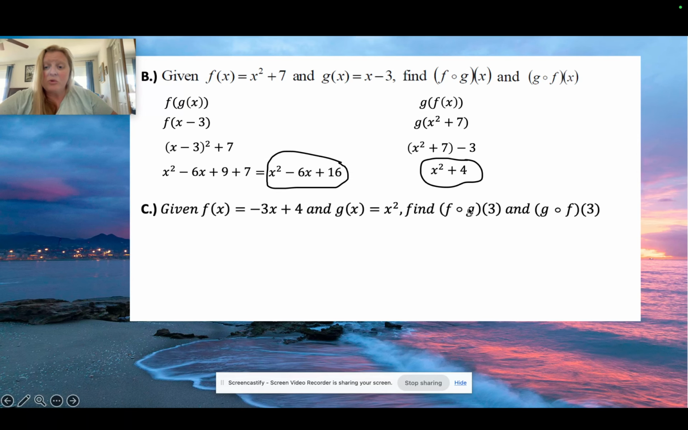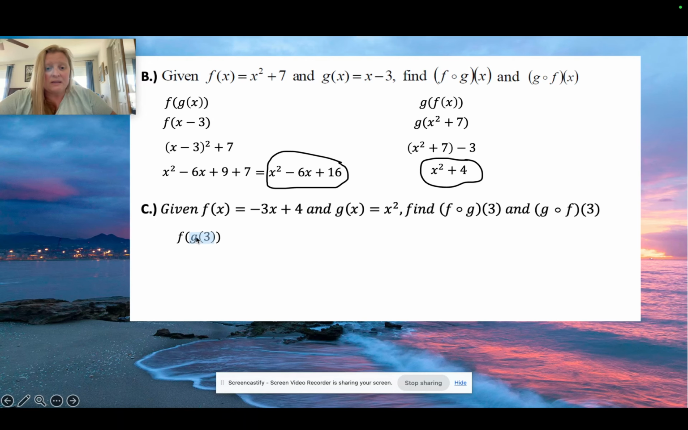All right, so this time we're going to use a number instead of x, just so you can see the difference in the two problems, how it differentiates. So same thing, except we're not writing x, we're writing 3. So I'm going to write f, parenthesis g, parenthesis 3.